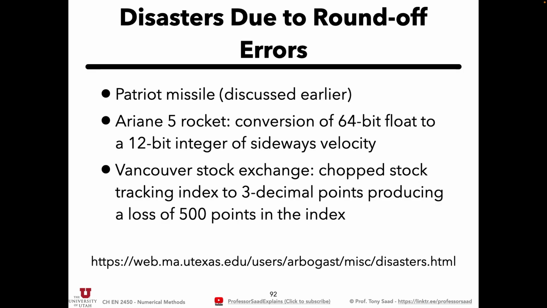There are other ones, the Ariane 5, the Vancouver Stock Exchange. That's a hilarious story. It's sad. A lot of people lost a lot of money because it dropped digits from the index, like how you hear the Dow Jones or the S&P 500 is at 21,782. It was off by 3 significant figures from that number, which messed up the returns on the stock exchange. It crashed the entire stock exchange. Anyway, you can see more of these disasters at this website.